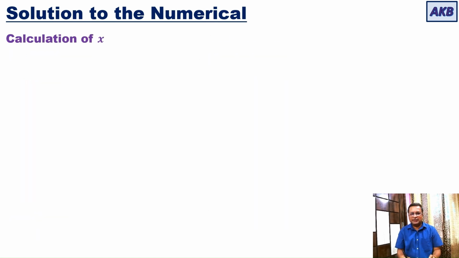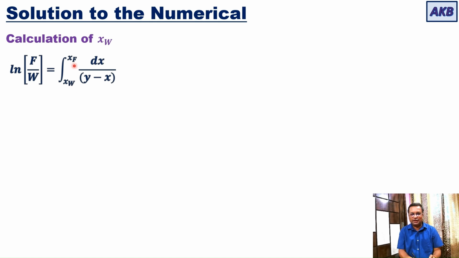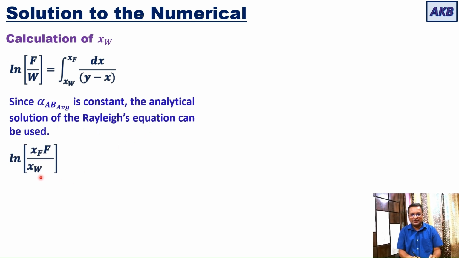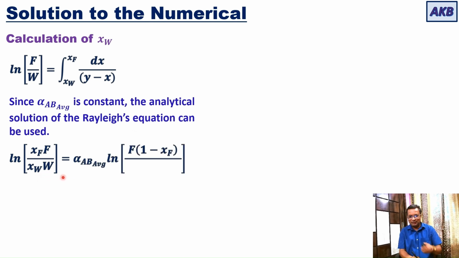Okay, so we are calculating XW. For that, we are using Rayleigh's equation. Ln of F by W is equal to the integration from XW to XF of dx upon y minus x. Since alpha AB average is constant, you can use the analytical solution of Rayleigh's equation. I am directly taking the solution. I have derived it and am giving the link to that video. So the equation is ln of XF into F divided by XW into W, that is equal to alpha AB average into ln of F into 1 minus XF divided by W into 1 minus XW.